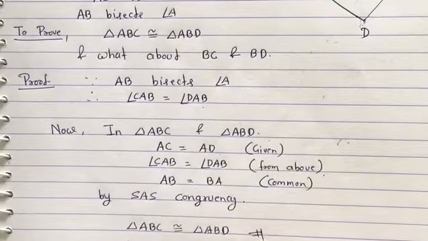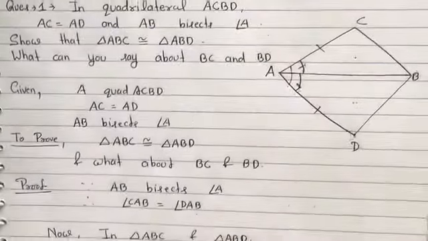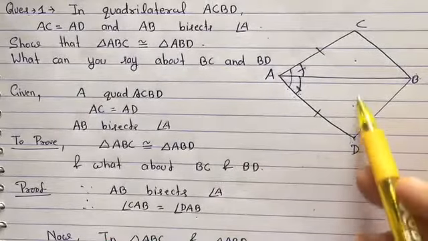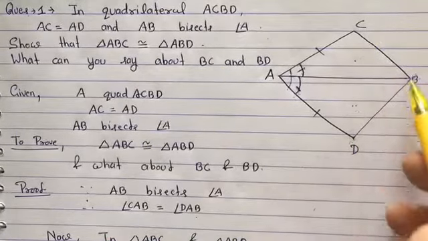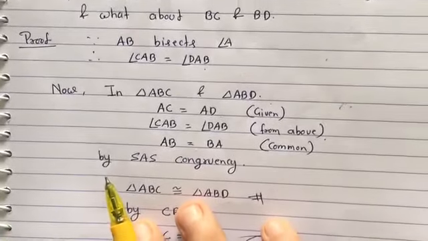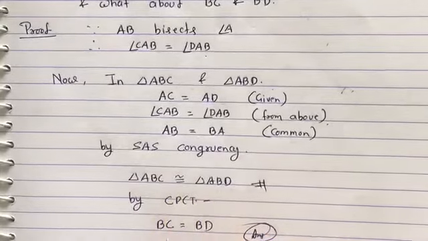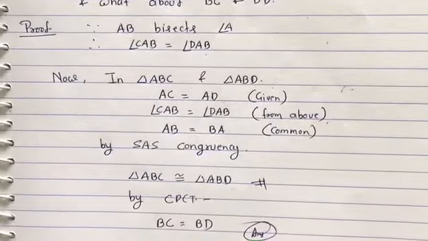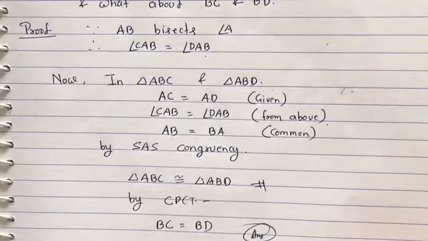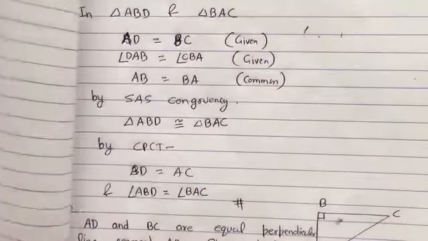So by CPCT, BC is equal to BD. We can say, look again here in the figure, if these two triangles are congruent, then this BC is equal to BD. So that thing we are going to write by CPCT. If both triangles are congruent, then BC is equal to BD. This is the conclusion. So this is the full solution of your first question from exercise 7.1.